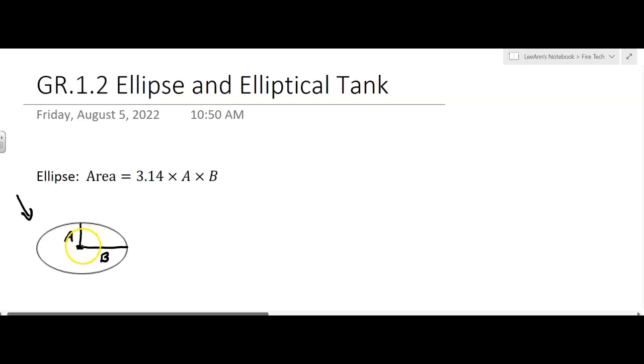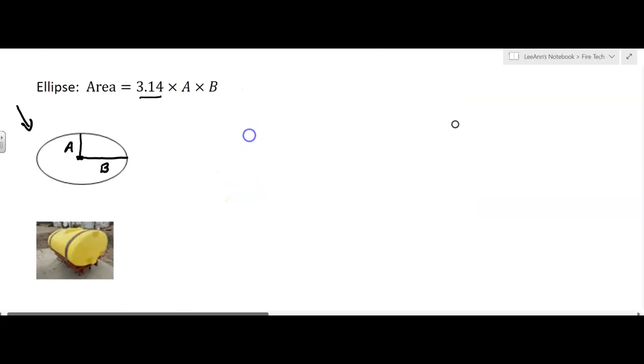we know the distance from the center of the ellipse to the largest edge, horizontally or vertically, and then the one in the other direction, then you can figure out the area. So we are using pi here, and then we're multiplying by A times B, and that's going to give us the area of that ellipse. Okay? I'm not going to do an example, it's just multiplication.